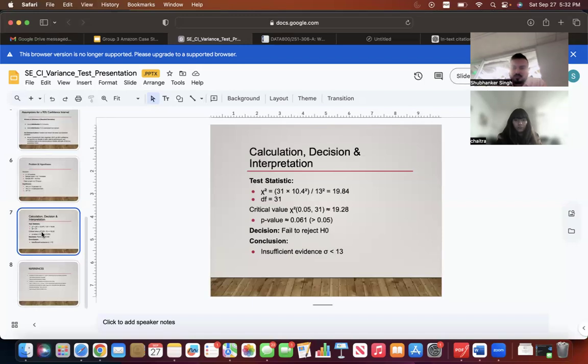Here's the chi-square test in action. Using the formula, we compute chi-square as 19.84 with 31 degrees of freedom. The critical value at a 5% significance level is about 19.28, and our p-value is around 0.061, which is greater than 0.05. This means we fail to reject the null hypothesis. In other words, we don't have sufficient evidence to conclude that the population standard deviation is less than 13.